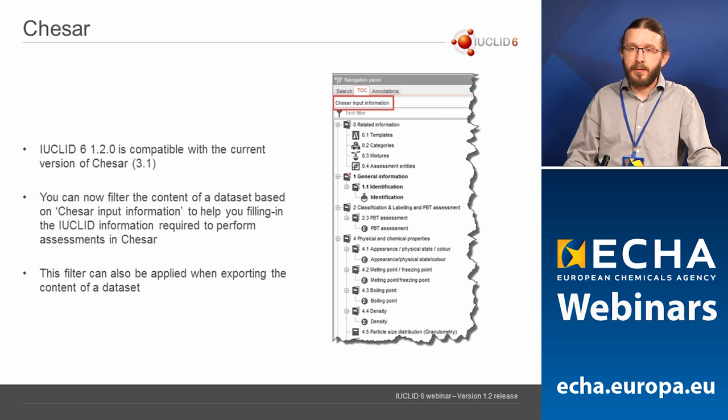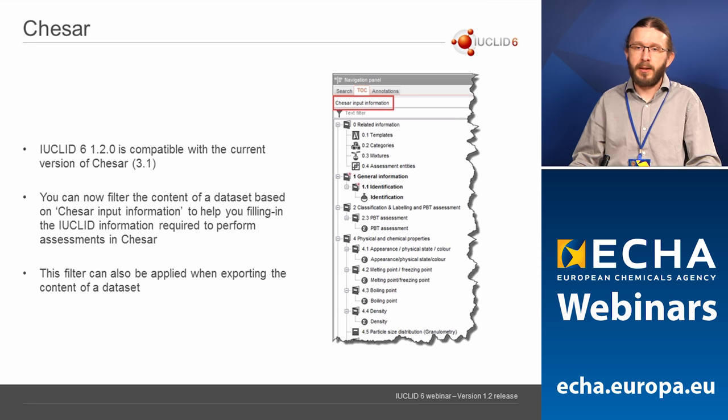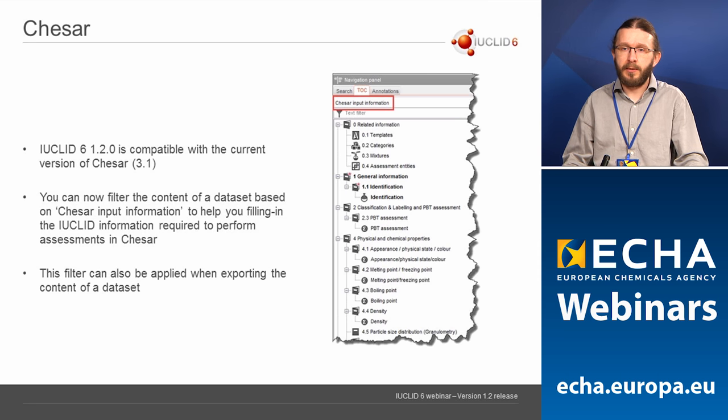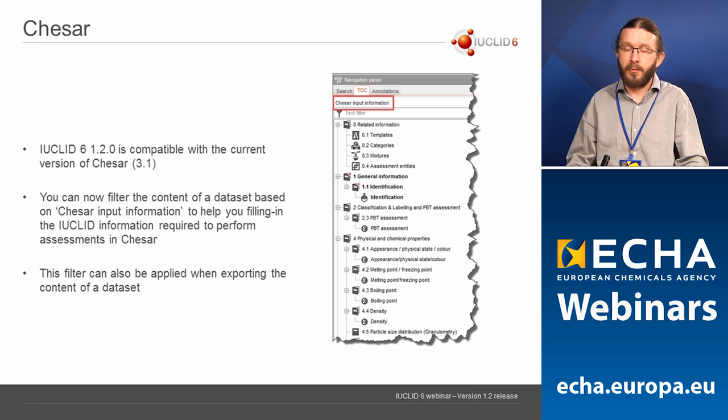One improvement that was made also for Quasar users is that we have created a way to filter a dataset content based on Quasar input information. So this is to help you filling in the Euclid information that is needed in order to perform an assessment in Quasar. And you can use also this filter to export the relevant data if you want to exchange with someone who wants to run a chemical assessment on a specific substance in their Quasar instance.